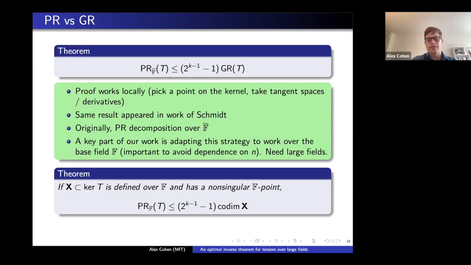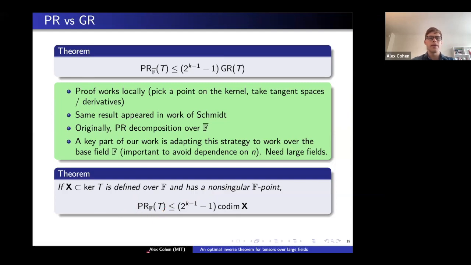Here's the variant of this theorem that's going to let us work over finite fields. If X is a subset of the kernel which is defined over a finite field F, so that means X can be cut out by equations which have coefficients in the finite field F, and X has a non-singular point, where non-singular is some algebro-geometric condition I'm going to talk about, then the partition rank is bounded by the same constant times the codimension of X. So in other words, if we replace the entire kernel by some subvariety X, which must be defined over the base field and must have a non-singular point over the base field, then the same recipe gives a partition rank decomposition, which this time will be over the base field.